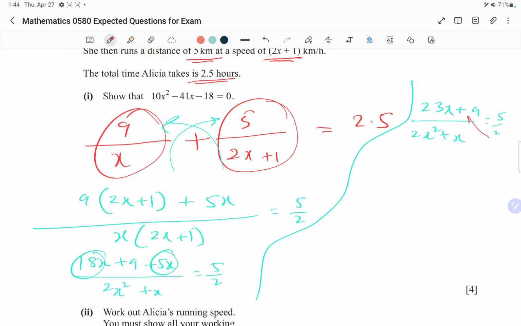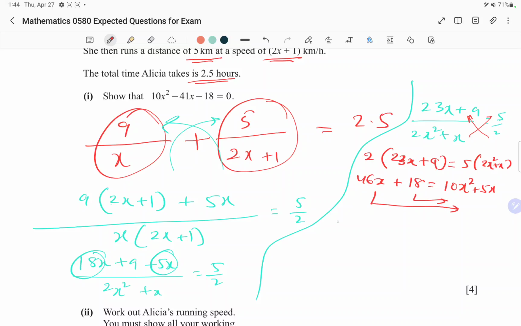Now again we can cross multiply, and then we get twice of 23x plus 9 equals 5 times 2x squared plus x. So that is 46x plus 18 equals 10x squared plus 5x, right? Now take everything to the right side, like this one and this one. So I will get 10x squared plus 5x minus 46x minus 18 equals 0.